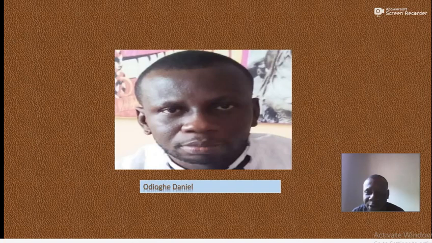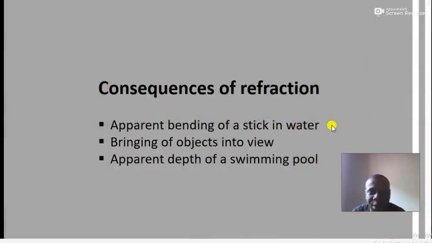Today, we are looking at a very important part of refraction of light wave, that is, a consequence of refraction of light wave. So, let's see. Now, the consequences of refraction of light wave. Basically, on screen right now, we have three consequences of refraction of light wave stated.